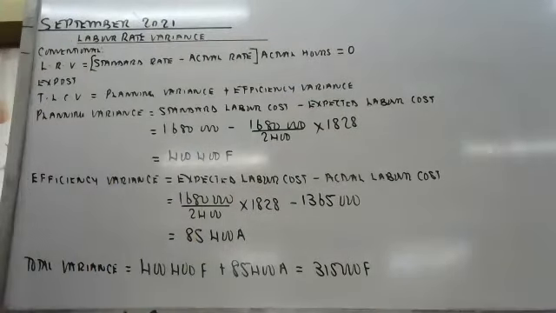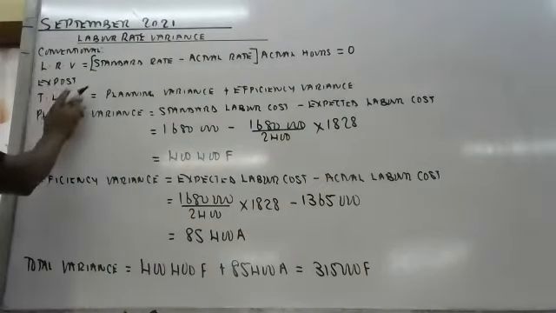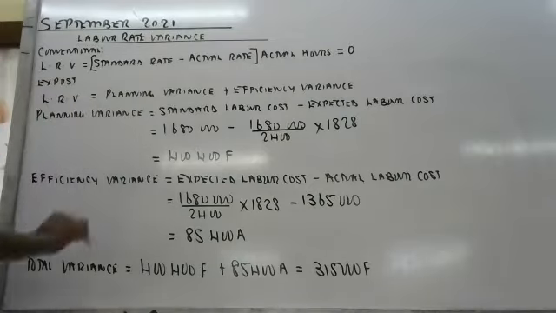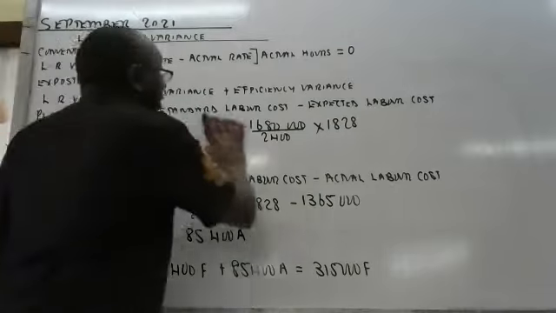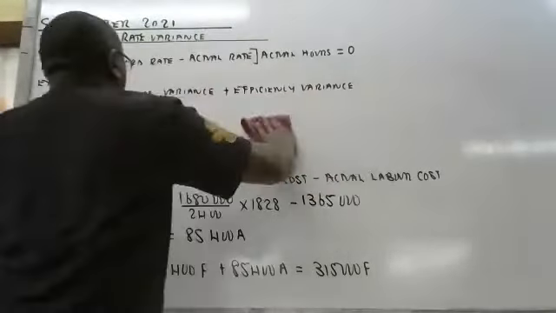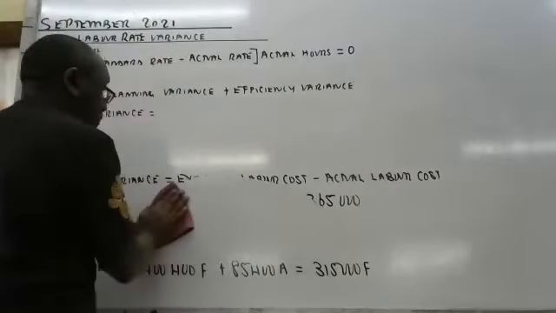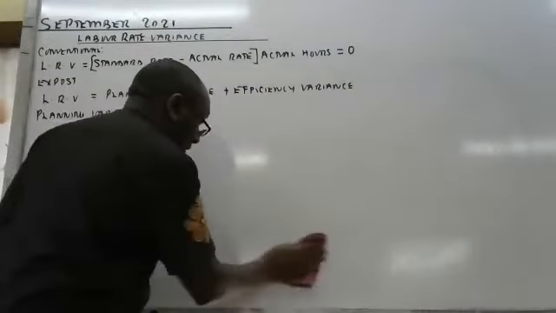So we come now to when we are in the ex post, the total, or rather the labor rate variance. Labor rate variance will be the planning variance plus the efficiency variance. So how do we get the concept is the same.